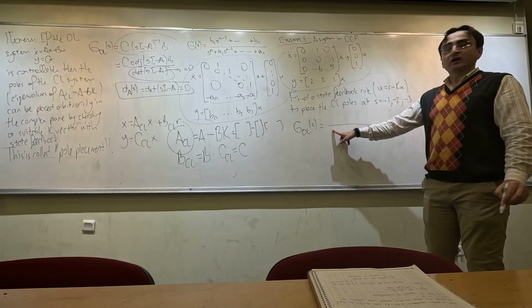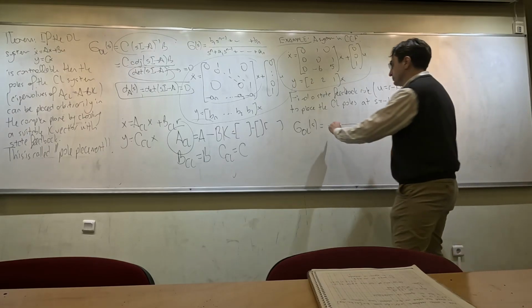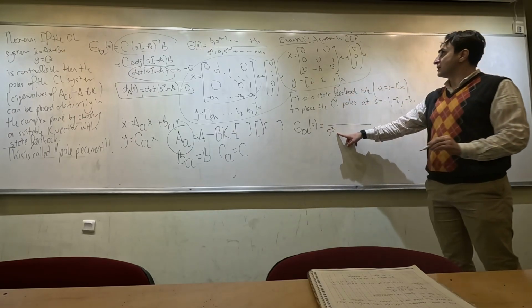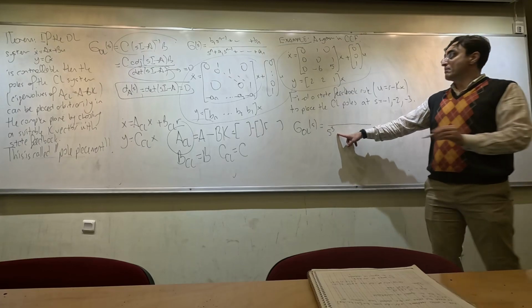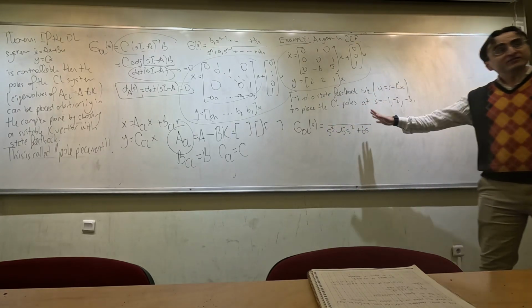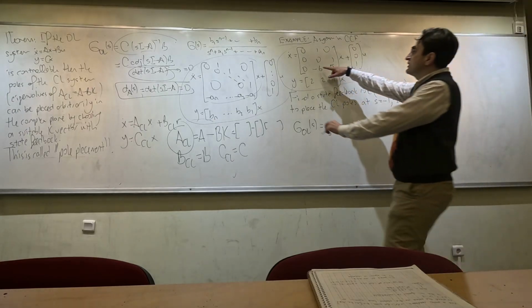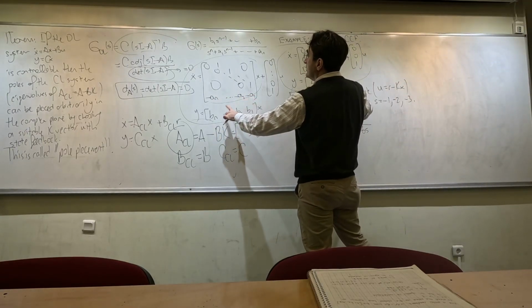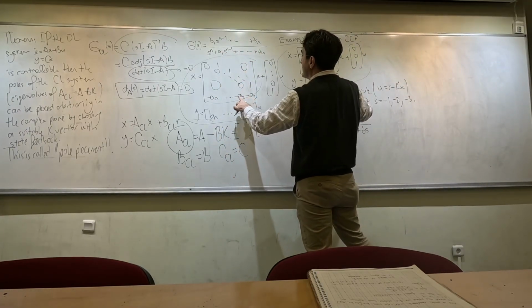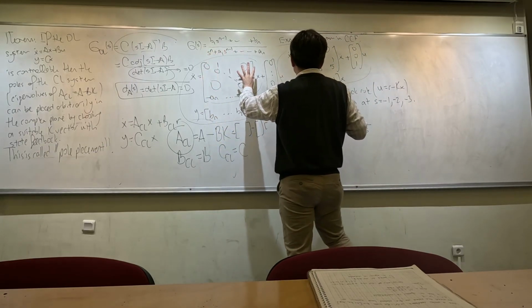In the denominator, I will start with which term? s cubed. And then I will have what? Minus 5s squared plus 6s. This is my denominator of the transfer function. Okay? So I just looked at the last row here: minus a1, minus a2, and so on, where n is the size of this matrix.